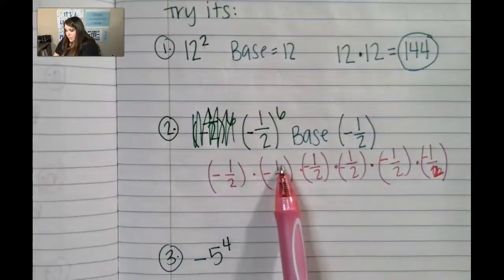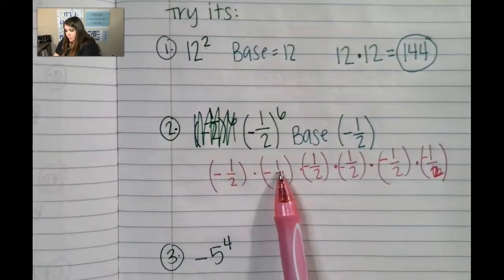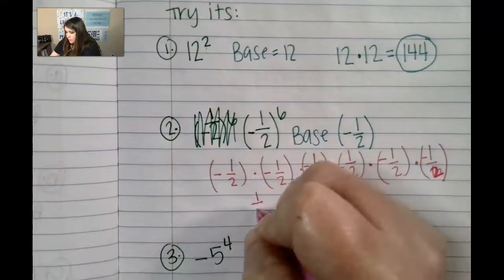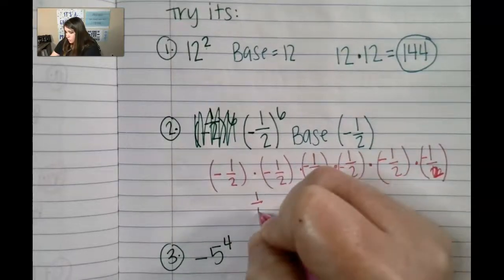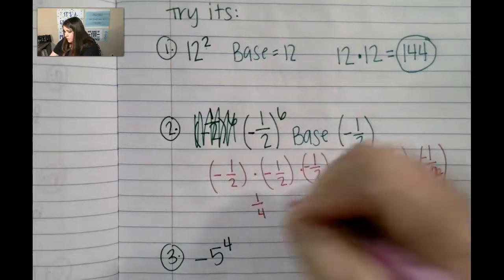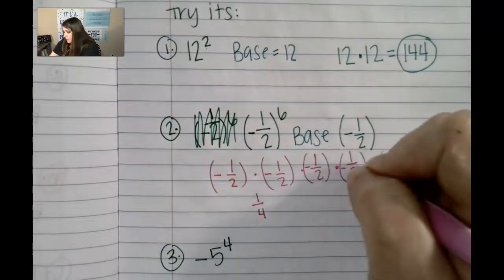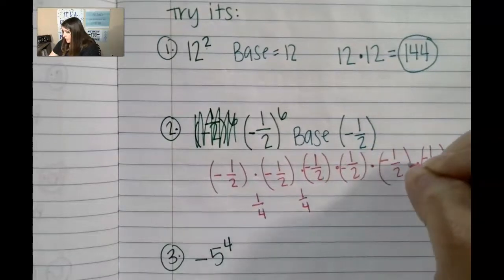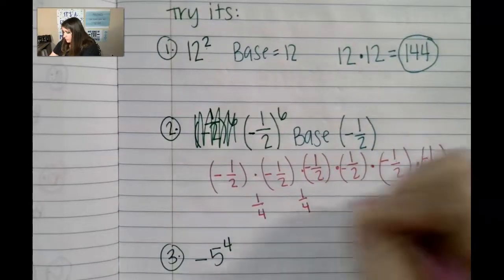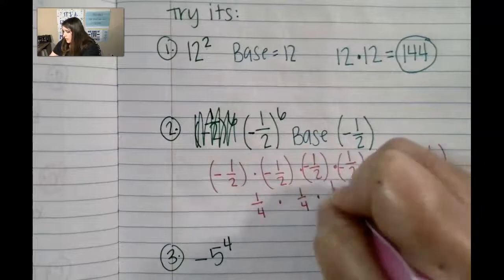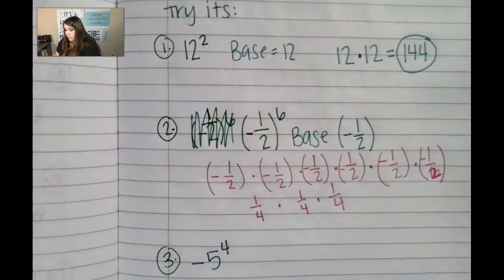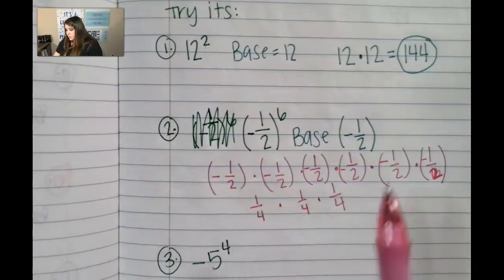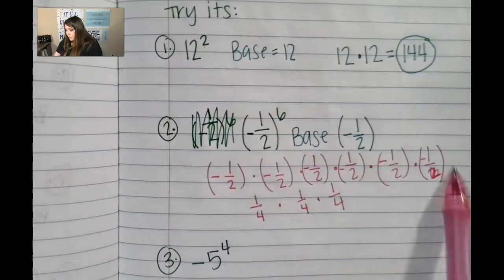So 1 times negative 1 times negative 1 is a positive 1. So here I have positive 1. 2 times 2 is 4. So there we go. Next one, I have negative times negative is a positive, so I have 1/4. And 1 times 1, 2 times 2. All right, so 1/4. We've gotten rid of all the negative signs because negative times negative gives us a positive, negative, negative, positive, negative, negative, positive.